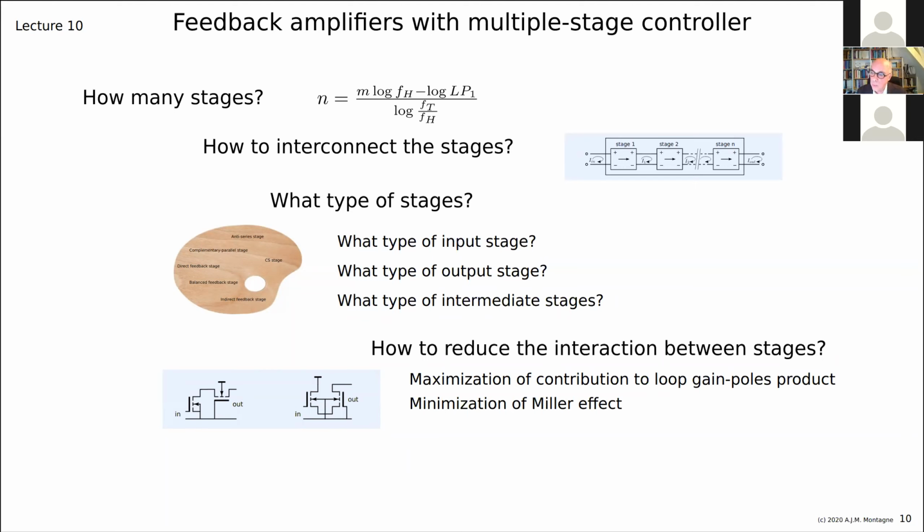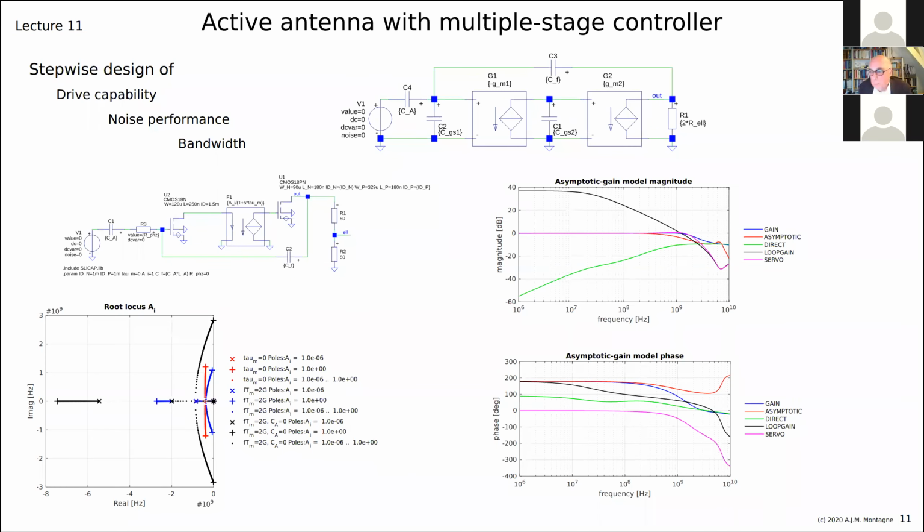So how can we make it predictable? How can we reduce the interaction between stages in such a way that we're also sure that we need a minimum number of stages for the maximum performance? So that's what we are going to do in this lecture about designing multiple stage controllers. And then we are going to put it all together in the antenna amplifier.